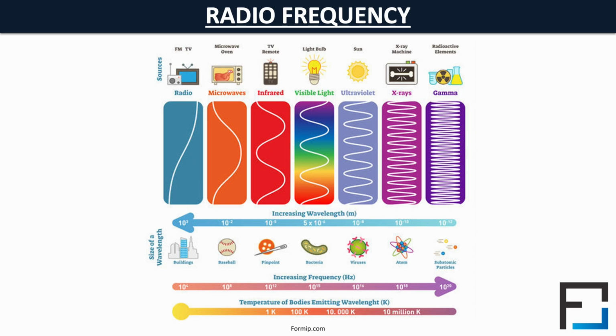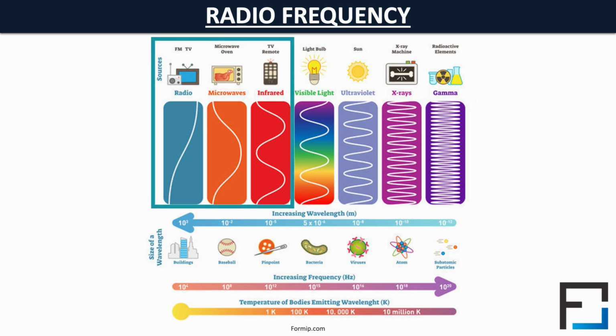The frequency range from 3 kilohertz to 300 gigahertz is called radio frequency, which is known as RF. This includes many types of radio communication, like FM and TV radio, microwaves, and infrared radio. Note that microwaves also contain the two main frequency ranges used for wireless LAN communication, the 2.4 GHz and the 5 GHz.